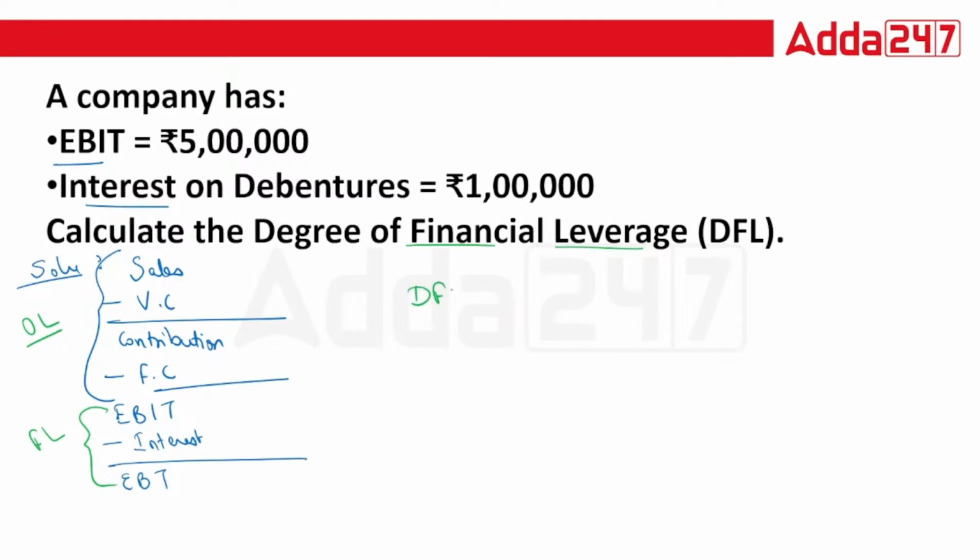So DFL equals, now what is the formula, how can you remember this? In the income statement, what is coming first? EBIT. So write EBIT directly, then divided by EBT. So here your EBIT is what? 5 lakhs. Interest is what? 1 lakh. With the borrowers or the debenture holders, that is companies from the banks, whatever amount you have borrowed, what is the maximum use we have made from that amount? That is what we are calculating here.